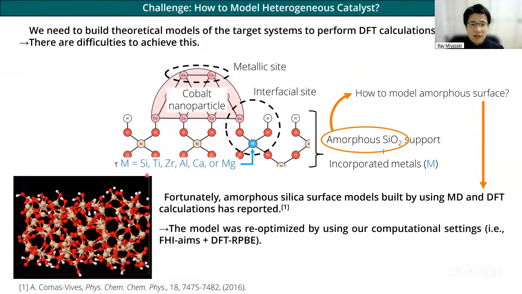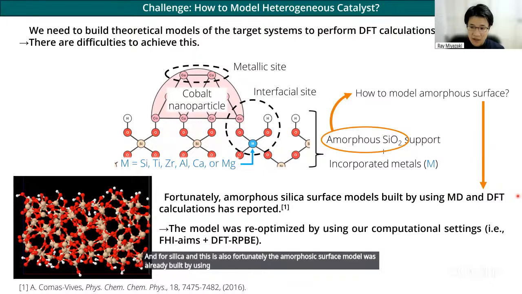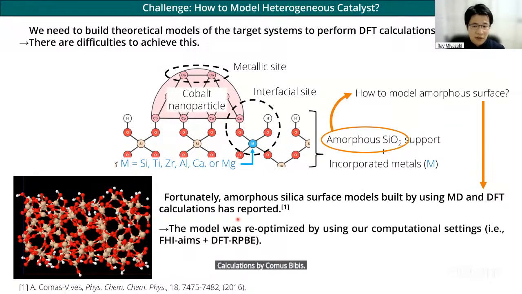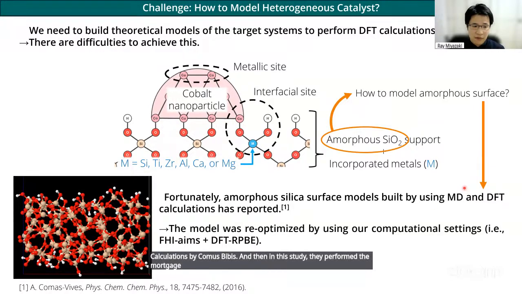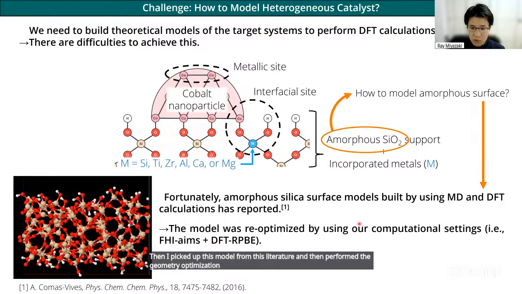And for silica, fortunately, an amorphous silica surface model was already built using MD, molecular dynamics, and DFT calculations by Thomas Bibbs. In that study, they performed molecular dynamics simulation at high temperature, making a non-crystalline structure, and then gradually cooled down the simulation, and finally got this kind of amorphous silica structure. Then I picked up this model from the literature and performed the geometry optimization with our computational setting, that is, FHI-aims with the RPBE functional.